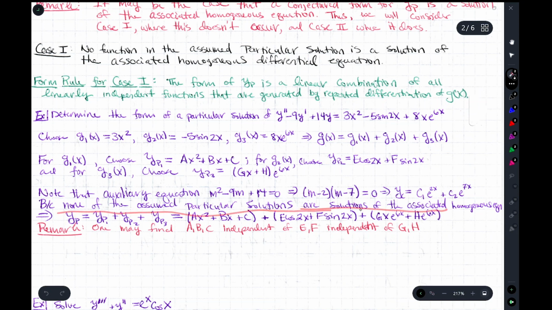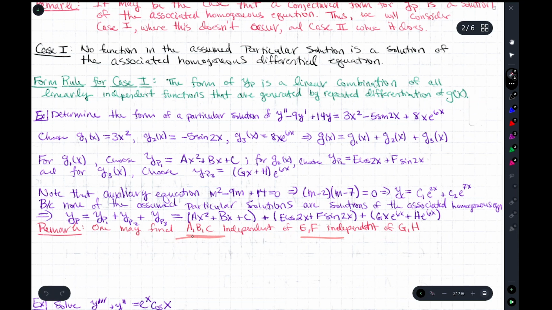Because none of the associated particular solutions are solutions of the associated homogeneous equation, we have that y particular, we should guess this, okay? And now you could see why we're just asking for the form of the particular solution and not actually solving it, because we have 1, 2, 3, 4, 5, 6, 7 unknowns, 7 equations, 7 unknowns. And so it'll take many pages or a lot of lines to solve that. We have seen how to actually solve these in the previous example. Here we're just working on the form.